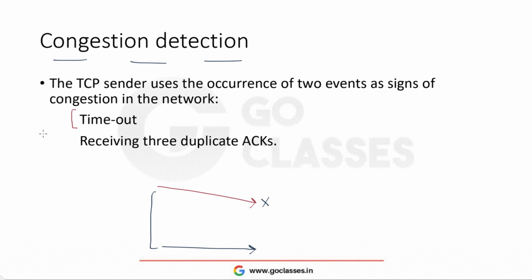So one event is that there is a timeout, another is that it is receiving the three ACKs, right? That's what we have discussed in an earlier video also. So there are two events using which the congestion can be detected, okay?